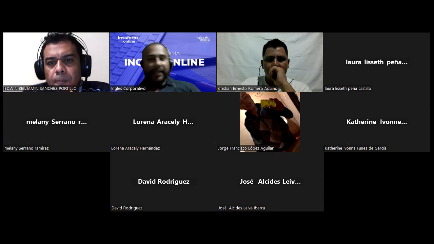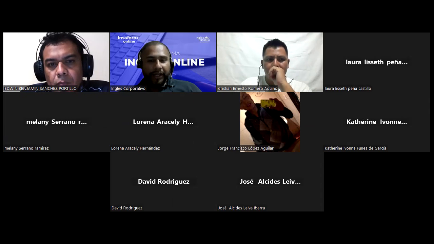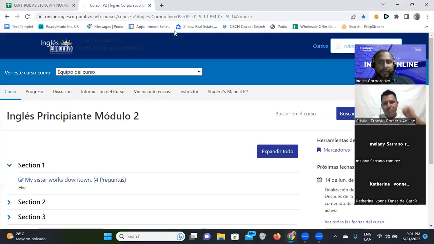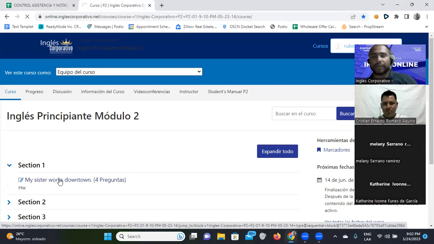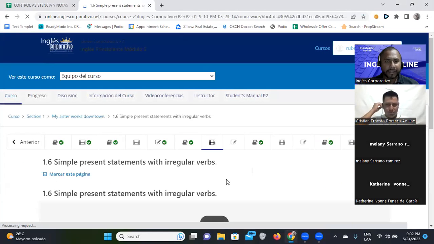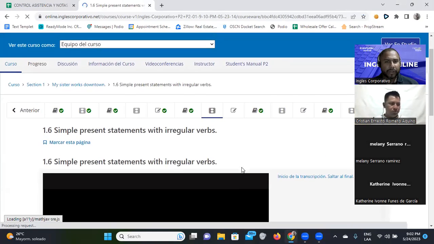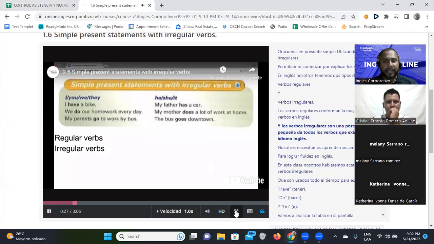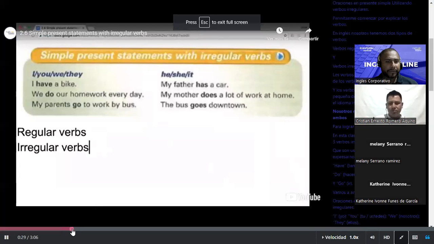Okay, let's get started, guys. We're going to move forward from the information that we were looking at in the previous class. We were looking at "My sister works downtown." For this activity, we're going to take a look at the one for irregular verbs. Aquí fue donde paramos ayer. And irregular verbs.